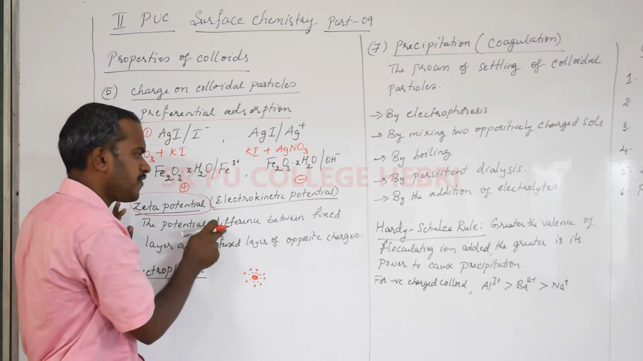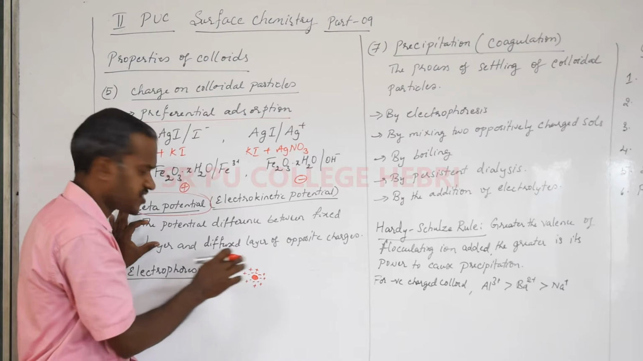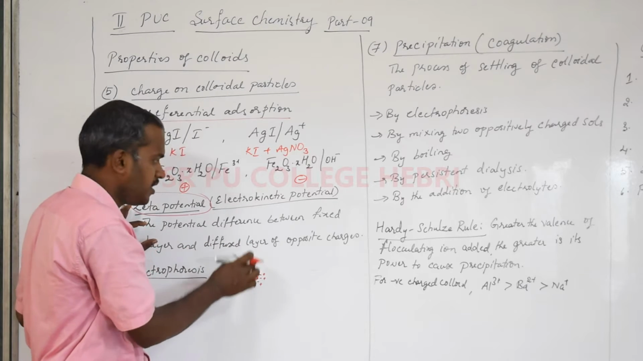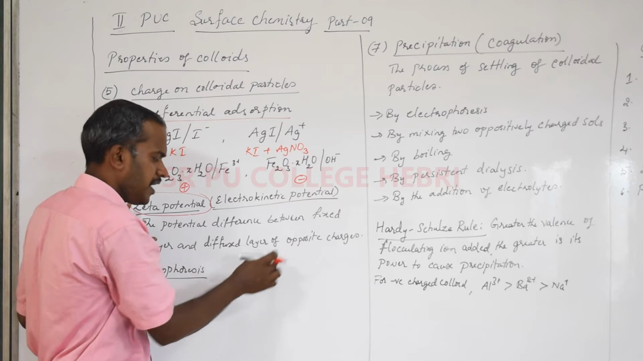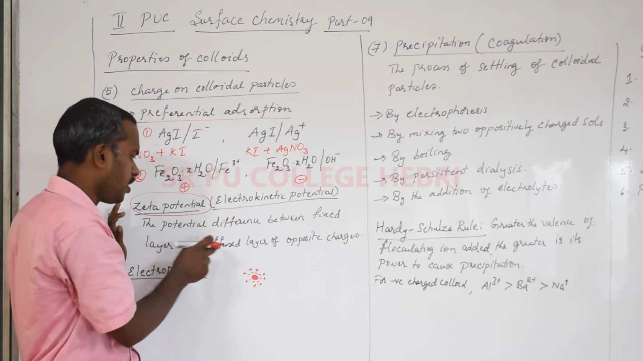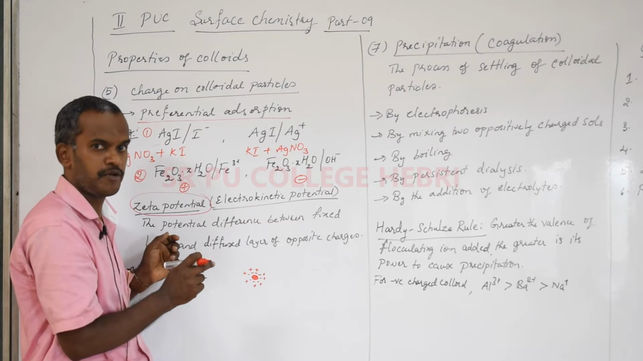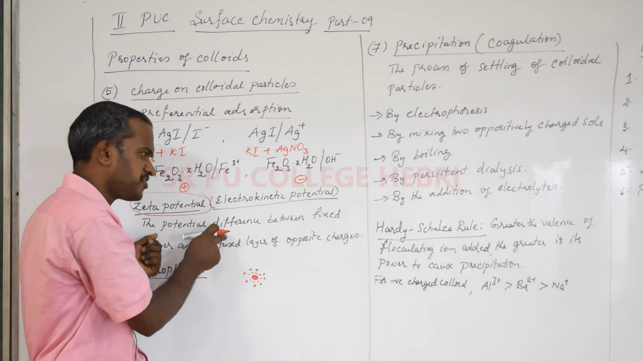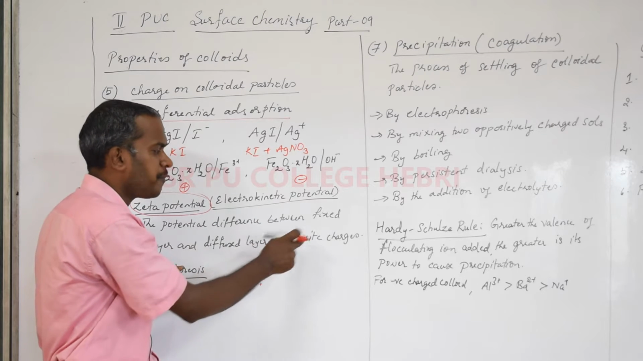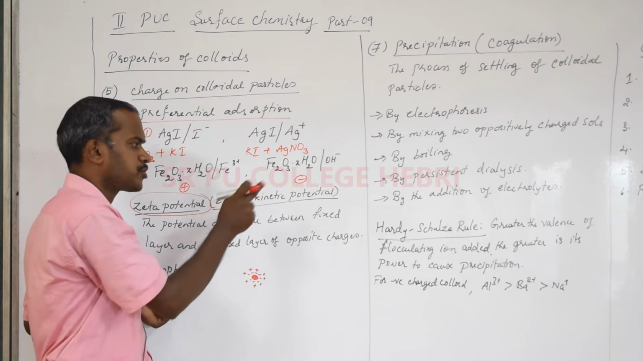It is a potential difference between the fixed layer, I told you the first layer which is accumulated, it is a fixed layer, and the diffused layer, the second layer which is adsorbed, that is a diffused layer. And no doubt they must have opposite charges. That is called zeta potential or electrokinetic potential. Are you clear, students? The potential difference between the fixed layer and the diffused layer of opposite charges is called zeta potential or electrokinetic potential.